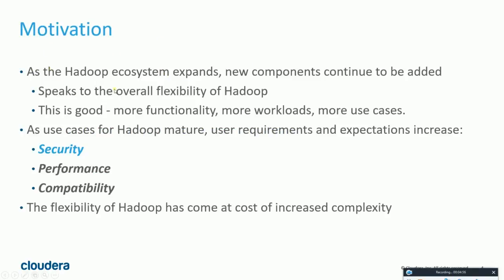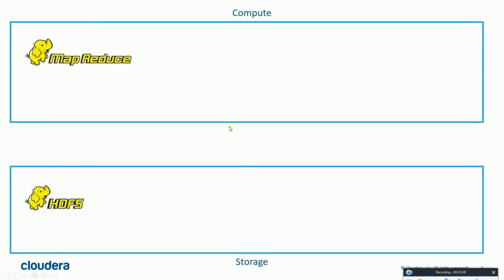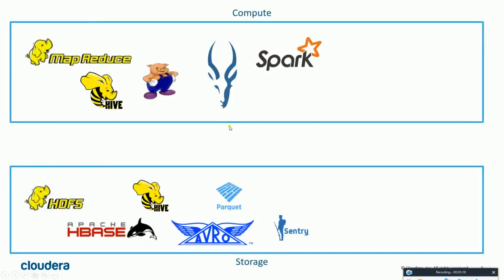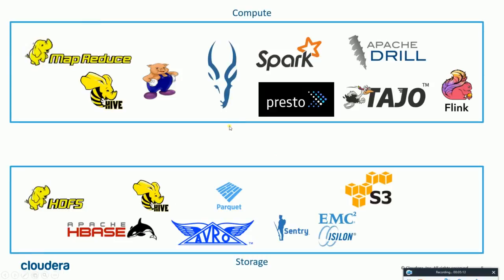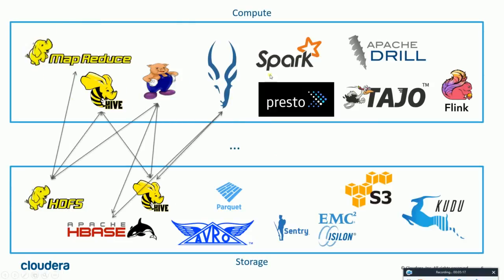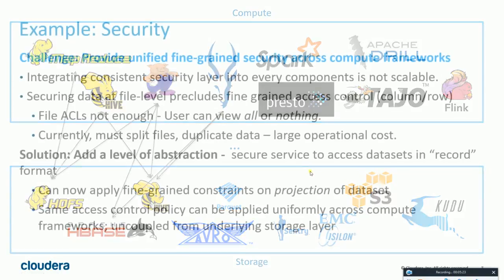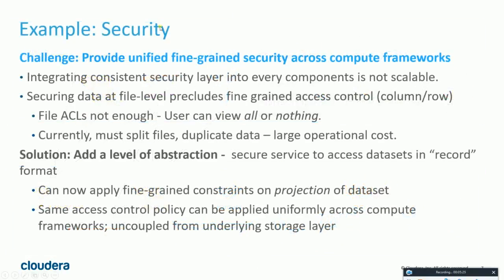So the motivation for this was that Hadoop is expanding, Hadoop is growing, and for Hadoop maturity, security, performance, and compatibility are three important requirements that should increase as Hadoop gets better. So these are some of the compute frameworks and storages. Compute frameworks: MapReduce, Pig, Spark, and then storages and file formats like Parquet and Avro. Here we have an example of security.